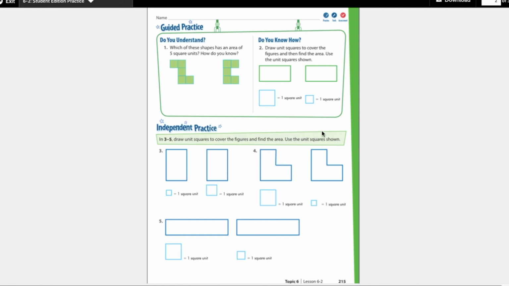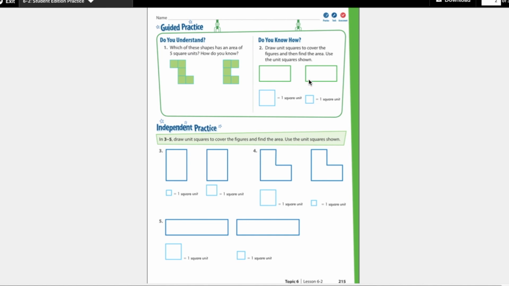So it's actually pretty easy. You just have to draw the square units. So like number 1, I think you guys can do on your own. Number 2, Draw unit squares to cover the figures and then find the area. Use the unit squares shown below. Okay, so this is the shape they gave you. They want you to put a unit square on top of that shape. So you need to draw a box that will cover this shape. So for example, you would draw a box here and draw a box here. So then you need to tell me what the area of that square was. So how many squares did you use to cover it? You should have drawn 1 and 2, so about 2 square units.